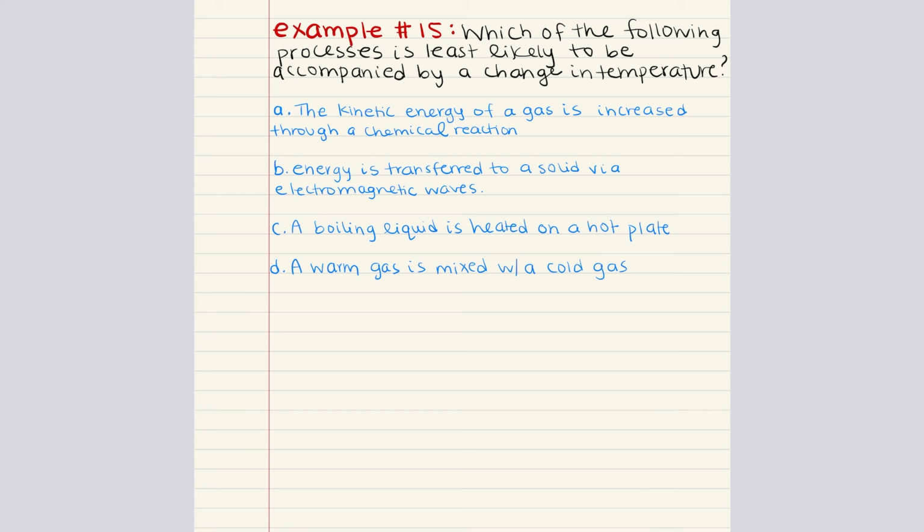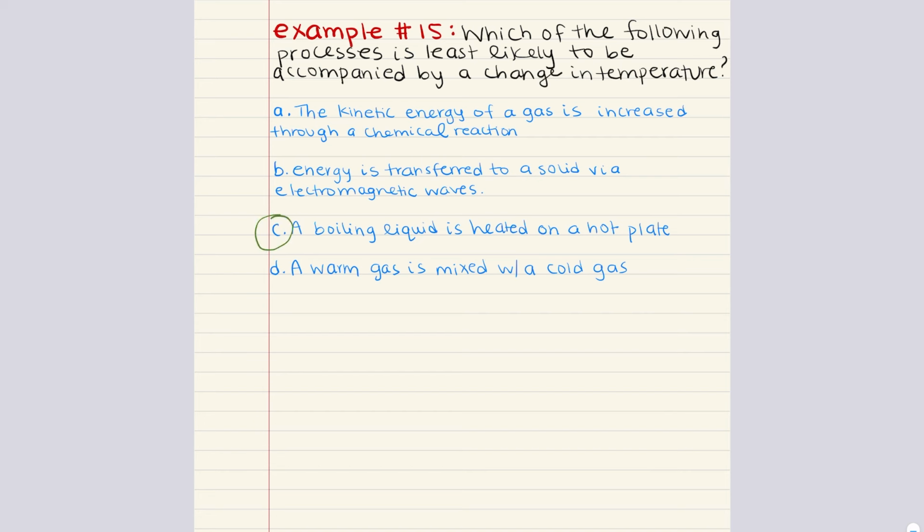Option C says a boiling liquid is heated on a hot plate. Now, when a liquid boils, it's undergoing a phase change from liquid to gas. During this phase change, the temperature of the liquid remains constant even though heat is continuously added. This is because the energy is used to break intermolecular bonds rather than increase the kinetic energy. Therefore, the liquid's temperature does not change as it continues to boil. And actually, this is the correct answer for problem 15. It's going to be C. This is the most likely process where temperature does not change despite the addition of energy.